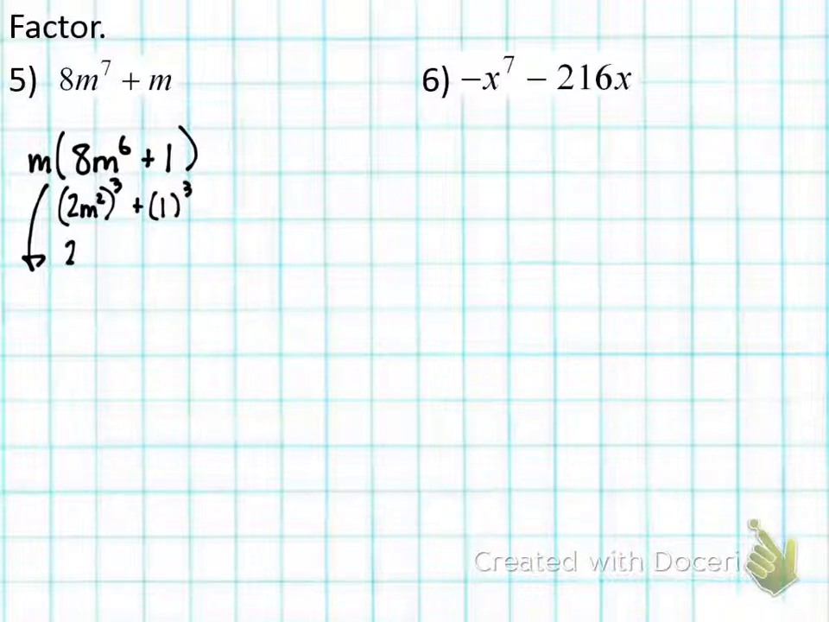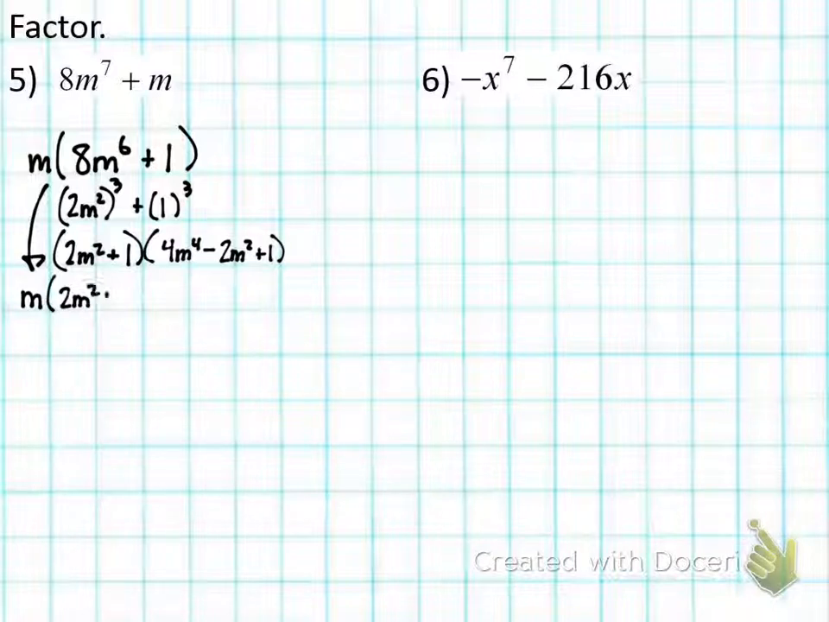Okay? And this is just like saying a plus b. So we got 2m squared plus 1 all times 4m to the 4th minus 2m squared plus 1. Okay? But I need to bring that GCF down, so I'm going to rewrite my answer with the m in the front. All nice and neat, and of course I'm going to box my answer. Okay, that's how you do number 5.